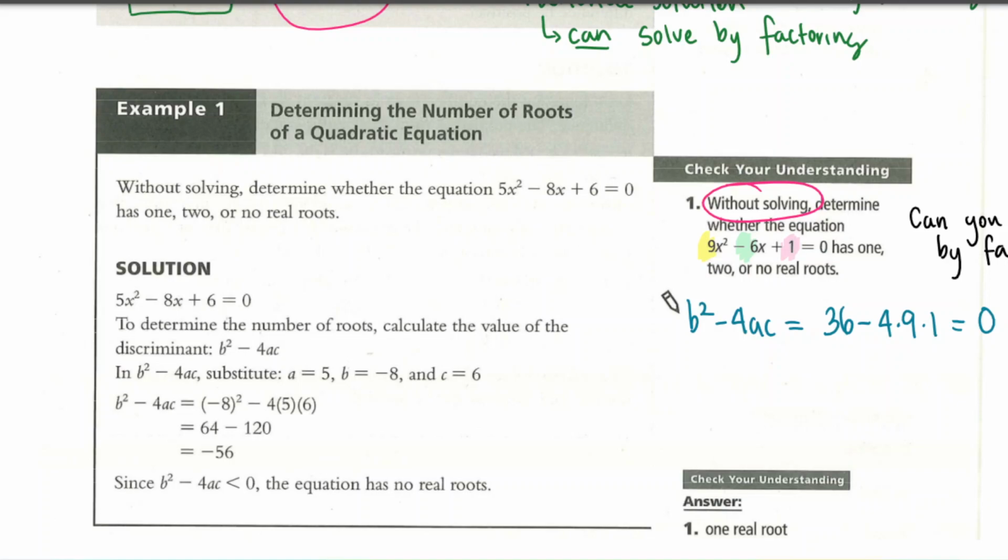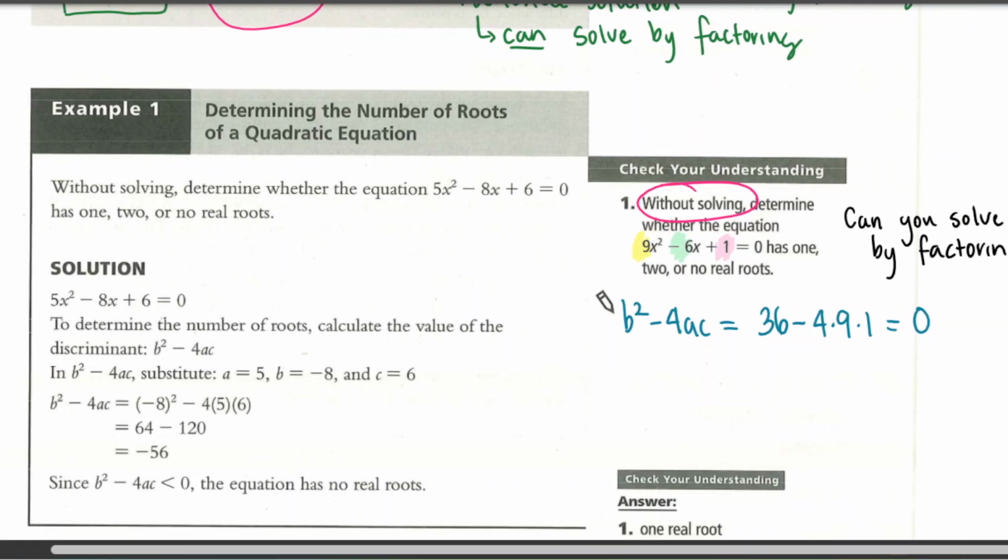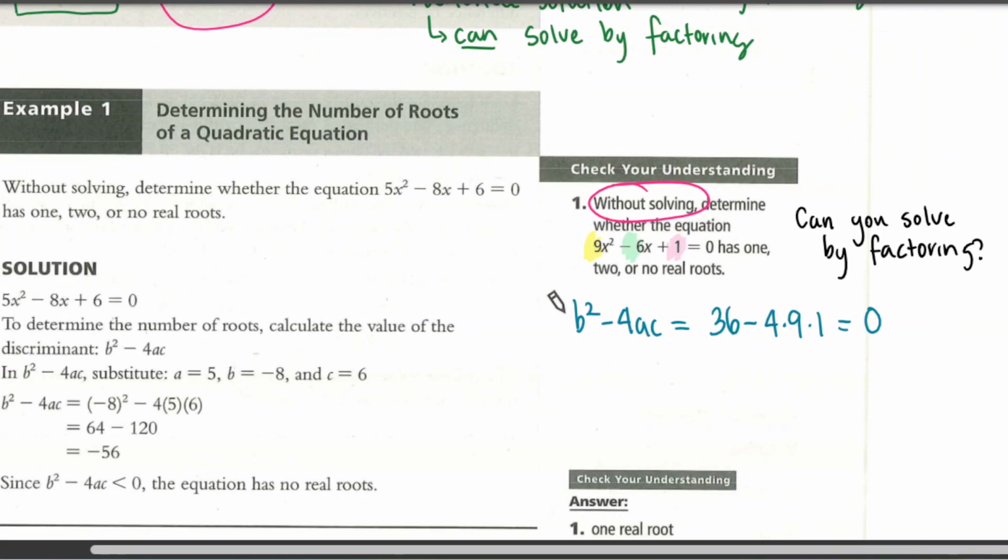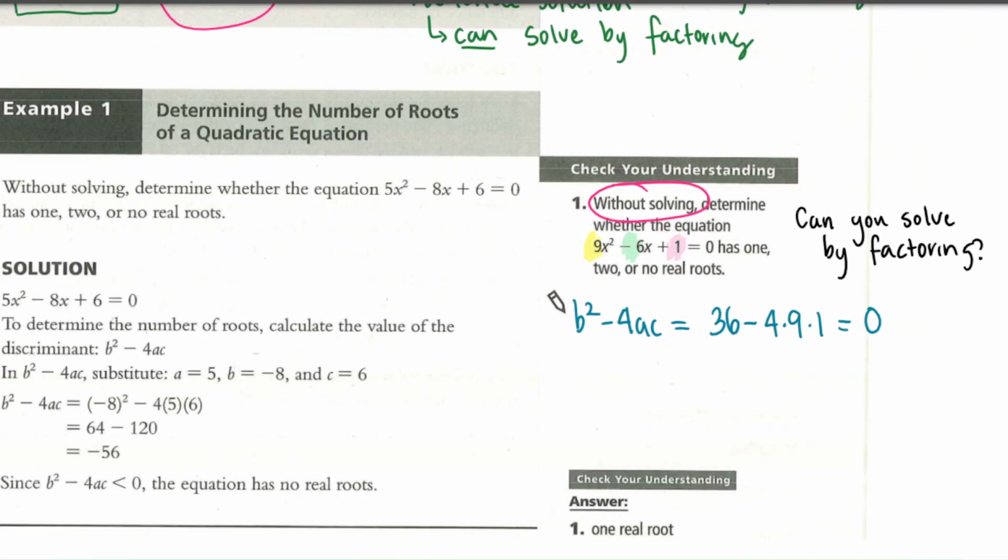I have not solved this equation yet. I'm just calculating the discriminant. So I found my discriminant is 0. That means I know lots of things, actually. That tells me there is 1 solution, 1 real root, and I can solve by factoring because 0 is, in a sense, a perfect square. So we're going to get a rational root, and I can solve by factoring.